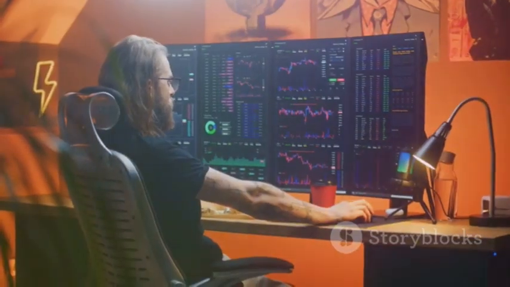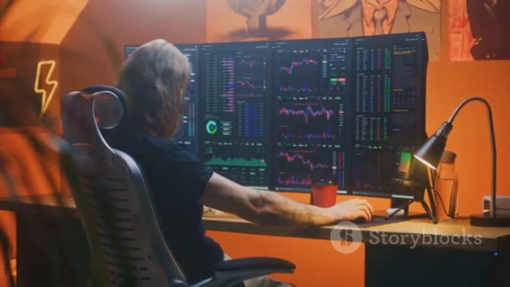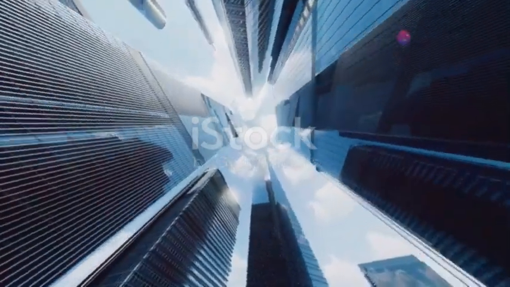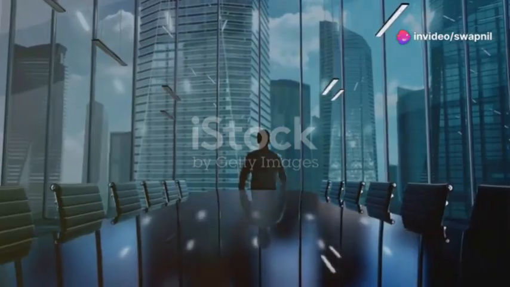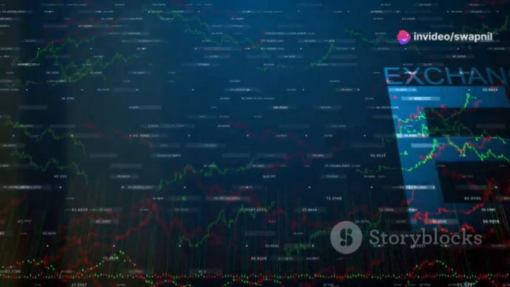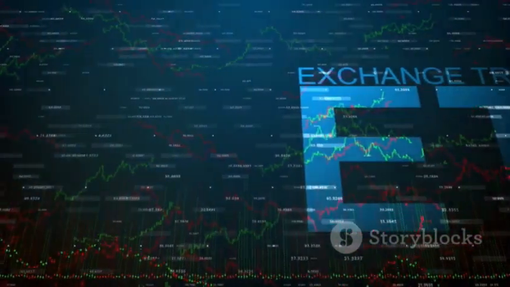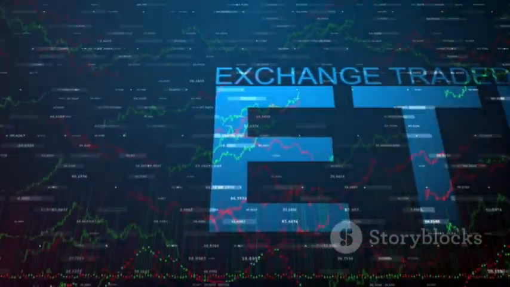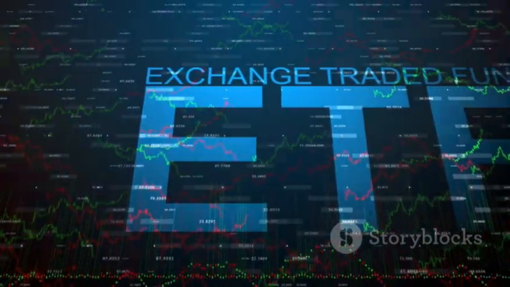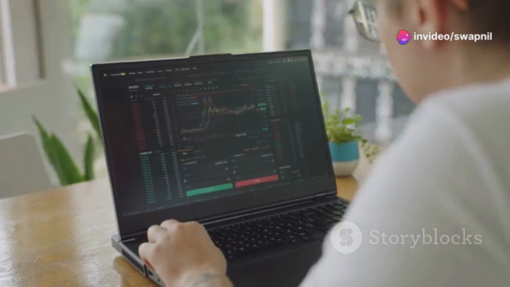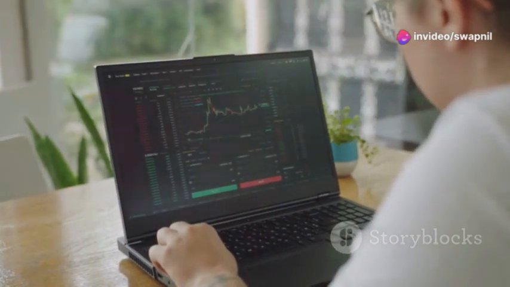Section 9. Sector ETFs. Your tools for efficient rotation. Sector exchange-traded funds, or ETFs, are invaluable tools for implementing a sector rotation strategy. ETFs allow you to invest in a basket of stocks representing a specific sector, providing targeted exposure without having to select individual stocks. This can save time and effort while achieving diversification within the chosen sector.